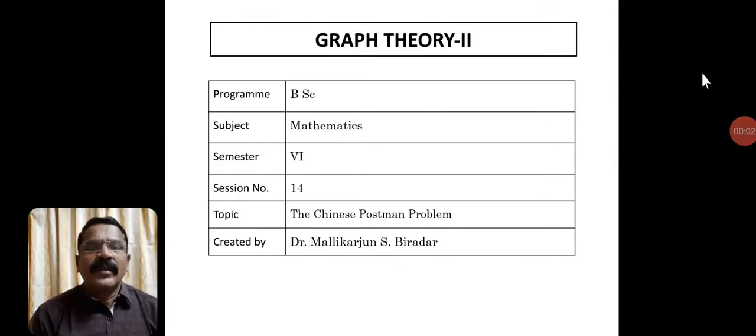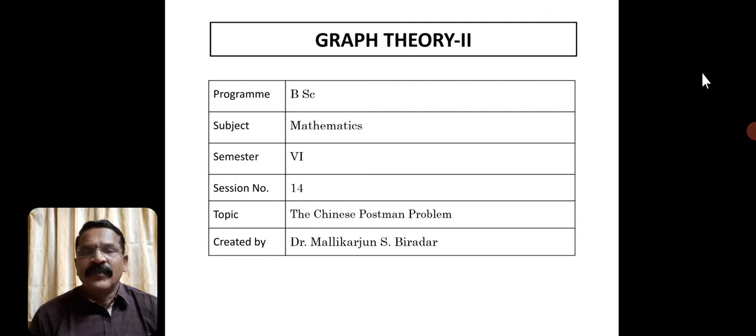Dear students, now in this 14th session, we are going to discuss the Chinese postman problem. In the previous class, we discussed the traveling salesman problem. That was the application of a Hamiltonian graph, that is, finding a Hamiltonian cycle which has the least weight. Of course, there are different Hamiltonian graphs in a graph, but out of those you have to find a Hamiltonian cycle with minimum weight. That would be the solution for the traveling salesman problem that we already discussed in the previous class.